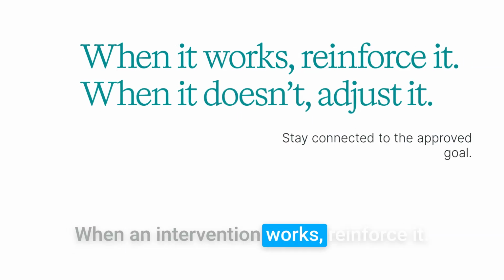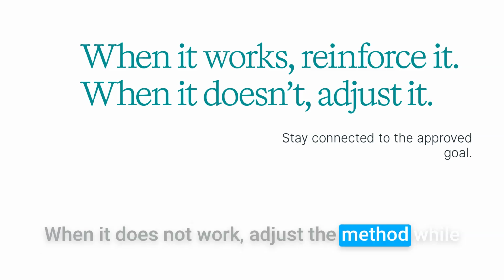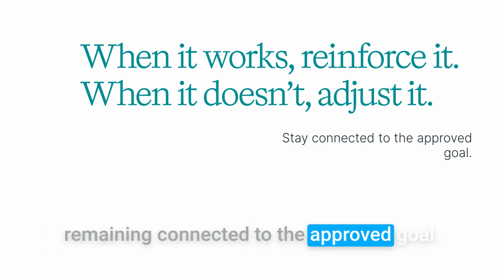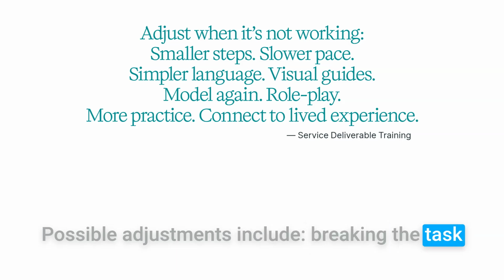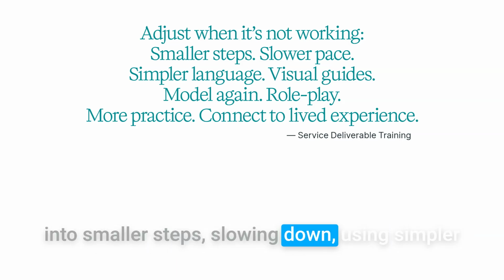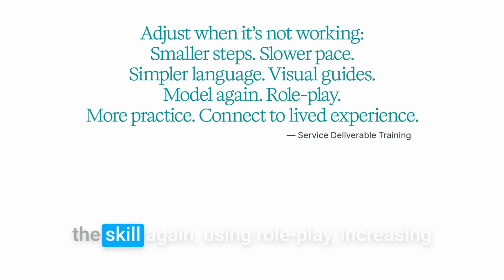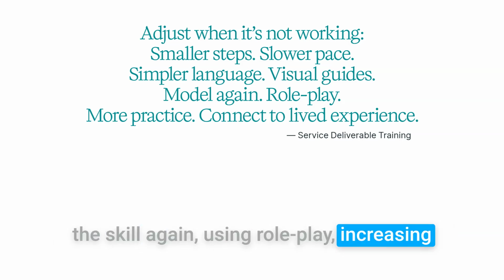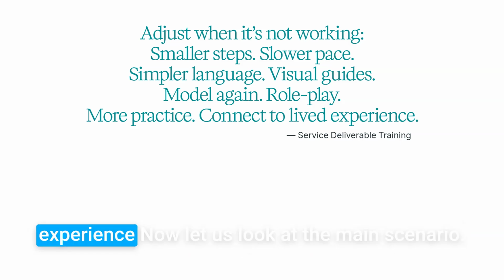When an intervention works, reinforce it. When it does not work, adjust the method while remaining connected to the approved goal. Possible adjustments include breaking the task into smaller steps, slowing down, using simpler language, providing a visual guide, modeling the skill again, using role play, increasing practice, or connecting the intervention to lived experience.